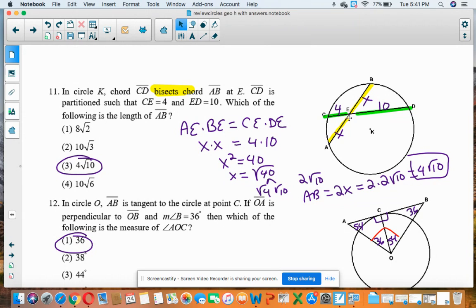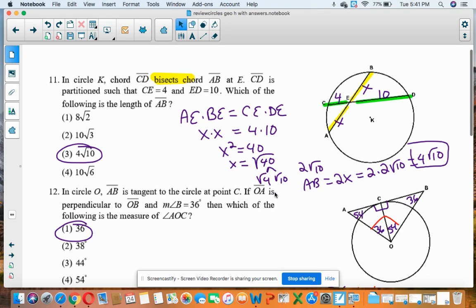So basically the two segments of one chord, X times X, equal the two segments of the other chord, 4 times 10. So X squared equals 40. I take the square root of that, and then I just simplified that. All right, and they wanted me to find AB. So after I find out that X is 2 radical 10, I do have to double that or multiply it by 2. That's why my answer is actually 4 radical 10.